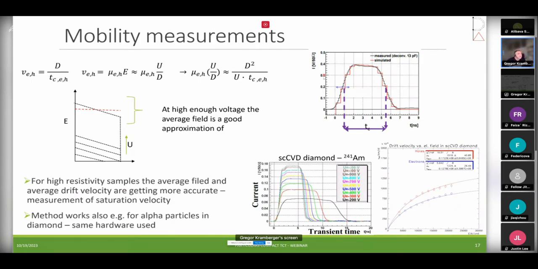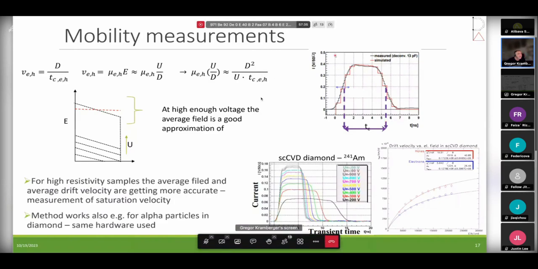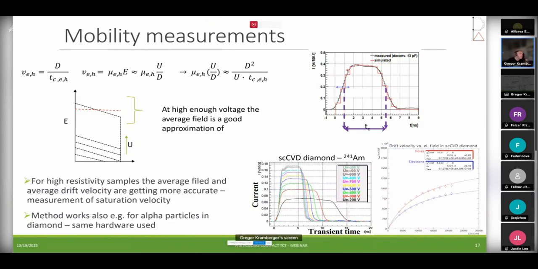All the examples that I'm showing are on the same sample, so you can directly compare them. If your velocity is mobility times the electric field, and the average electric field is bias voltage divided by thickness, then you can measure the mobility simply by knowing the voltage and thickness and measuring the drift time. This is something that students do, and they measure the mobility and also the saturation velocity, and then you can heat or cool your sample and measure also the effect of the temperature on mobility.